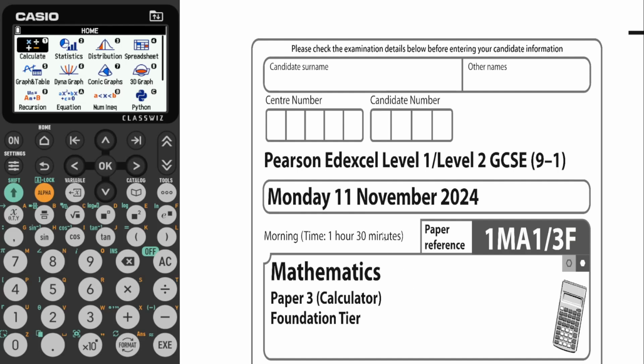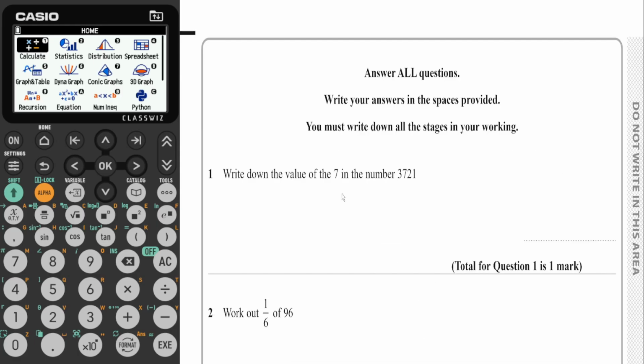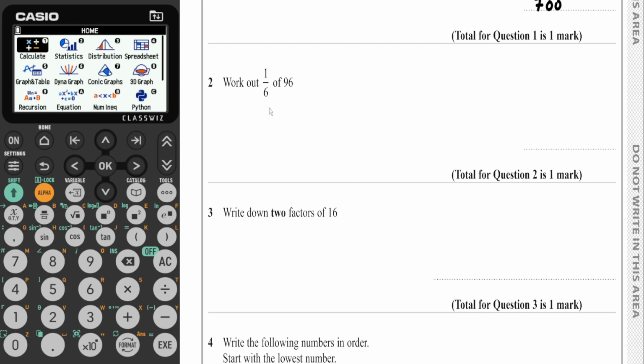This is the Edexcel GCSE 9-1 Maths Foundation Paper 3 from the November 2024 series, and this paper is a calculator paper. Question number 1. We have to write down the value of the 7 in the number 3721. Well, the value of the 7 is 700.